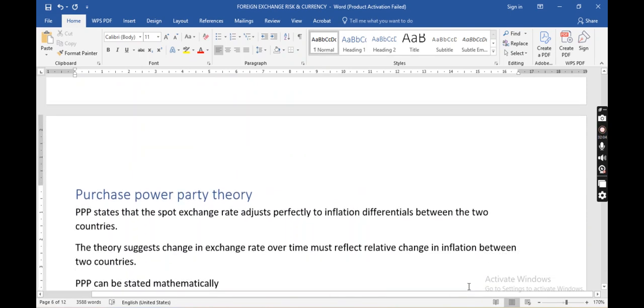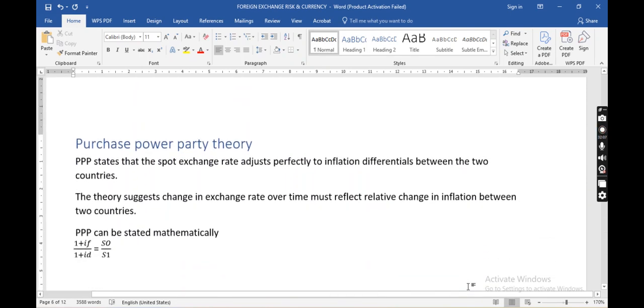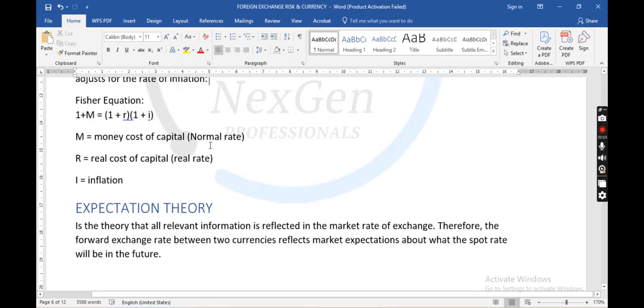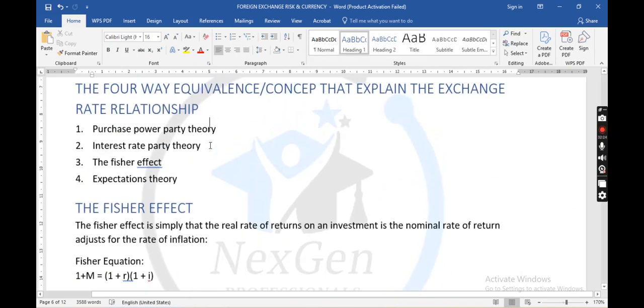Our focus is purchasing power parity. Purchasing power, is it parity or party? I think it's parity, P-A-R-I-T-Y. Sorry, not party. It's parity. Sorry about that. It should be parity, not party.